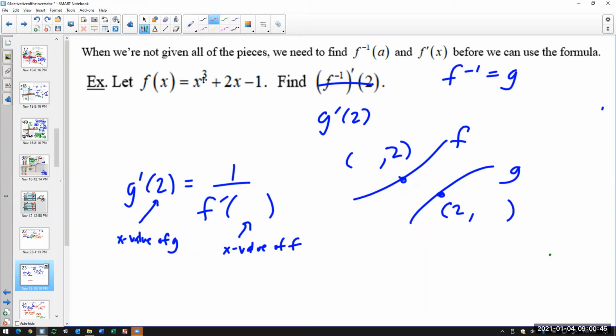Go to everything that they've given you up here. Where would I plug this 2 in? This is where students get confused. Would I sub it into f of x or would I sub it into x? F of x, very good. So I'm going to change this to 2. What I get is 2 equals x cubed plus 2x minus 1.